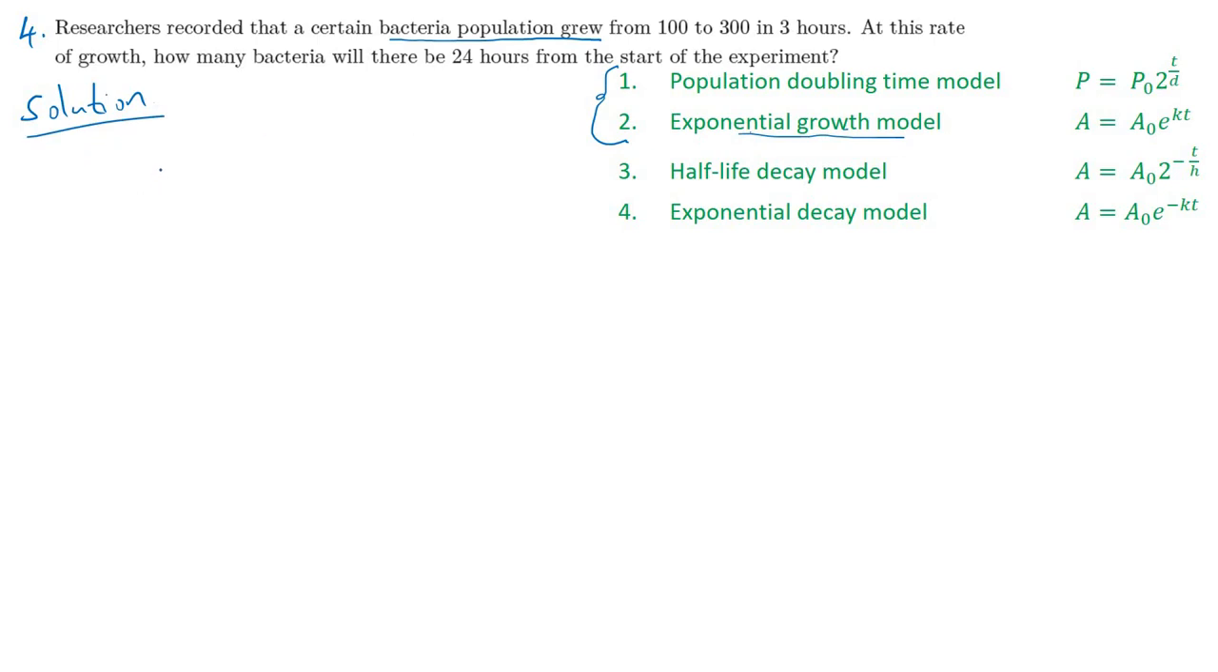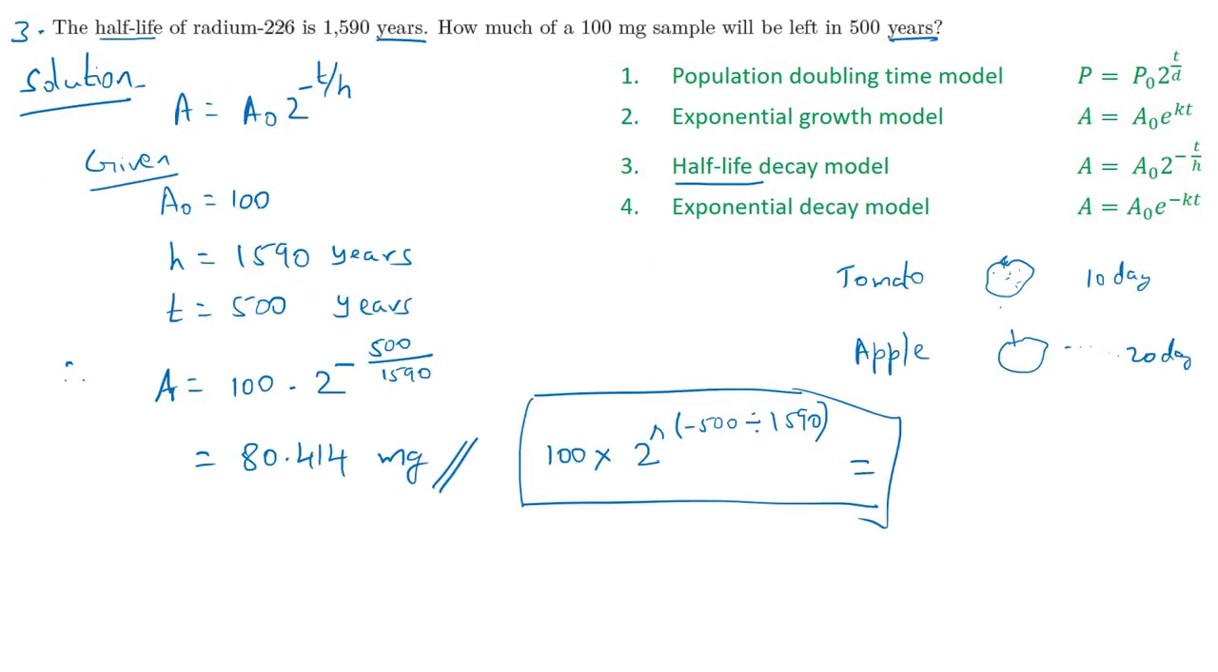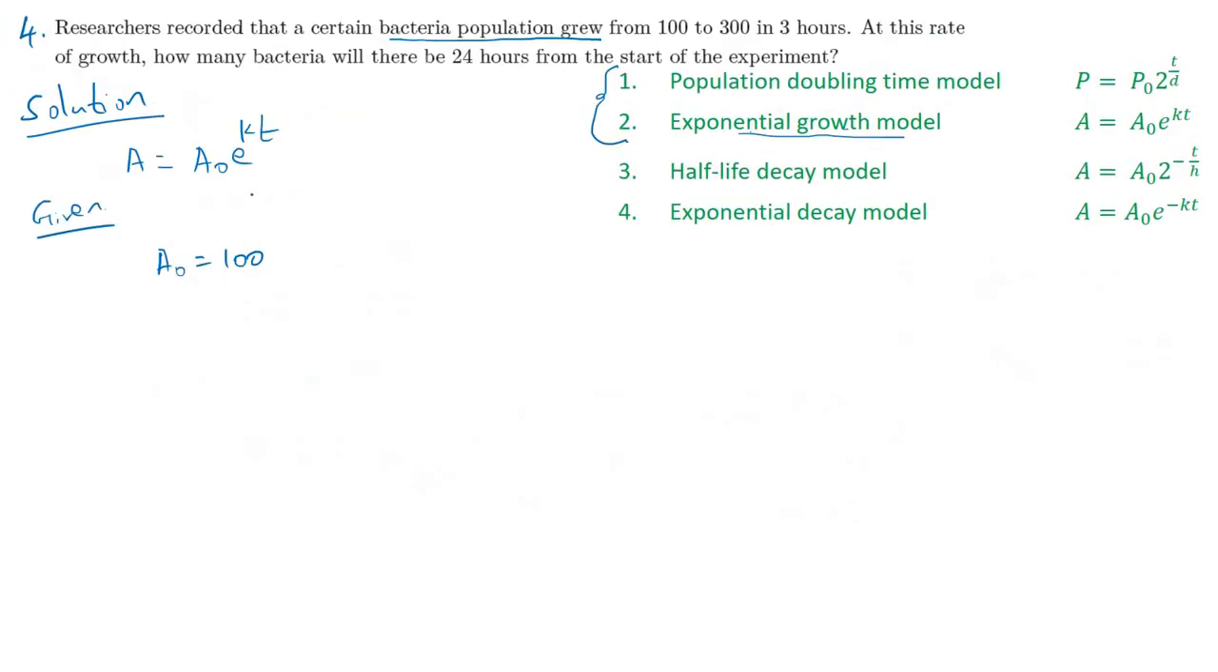Solution. So A is equal to A naught e power kt. What are all the things given? Bacteria population grows from 100 to 300. That means it starts at 100, so A naught equal to 100. In the previous one, A naught equal to 100 and it finished at 80. So we knew the finish value. Here we also know the value for the final answer.